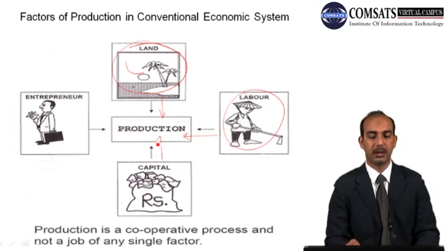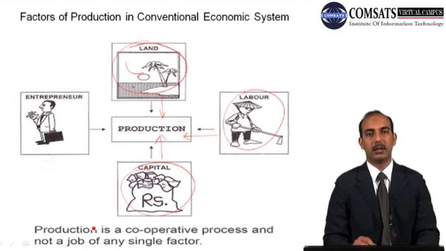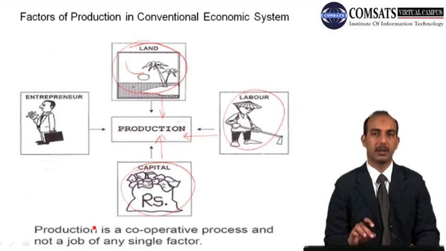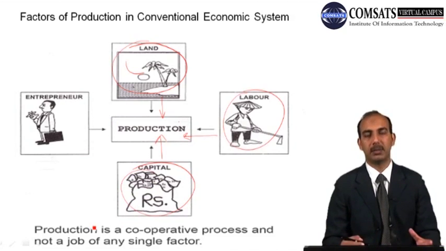And the capital under the conventional economic system, mostly it is cash. There is some physical capital, but under the conventional economic system, the major item under the heading of capital is the cash or the monetary resources.